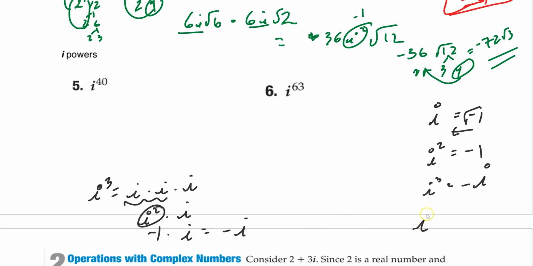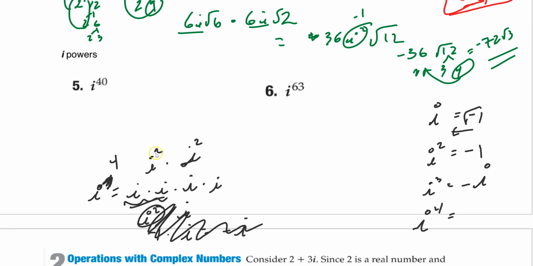And if I do i to the 4th, we could do the same way. Instead of i cubed, it's i to the 4th. What happens? You get i squared times i squared. i squared is negative 1, i squared is negative 1. You just get 1.